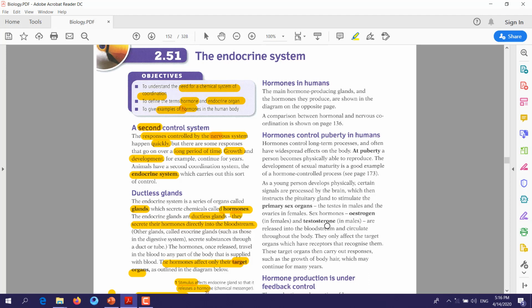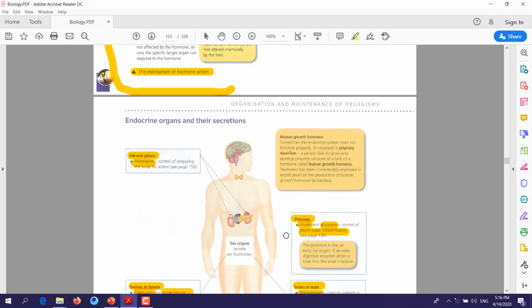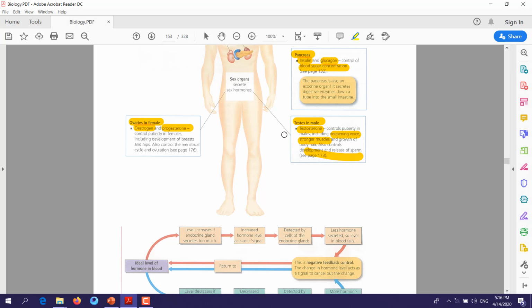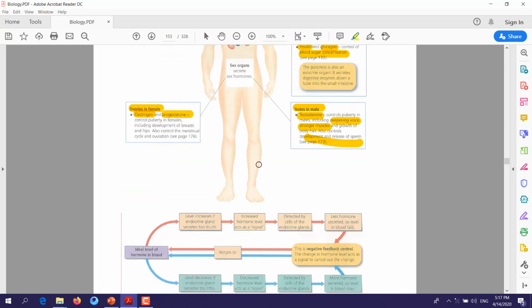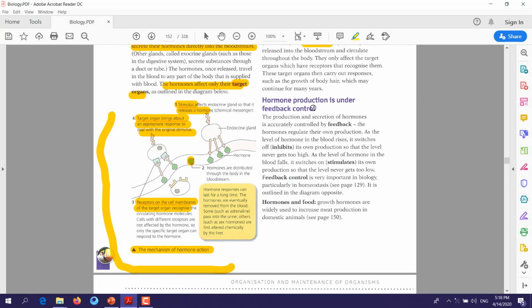As we just said, estrogen and testosterone affect this process. Testosterone, we said, will affect the development and release of sperm, and estrogen controls puberty in females, including development of breasts and hips. Hormone production is under feedback control. What do you mean by this?